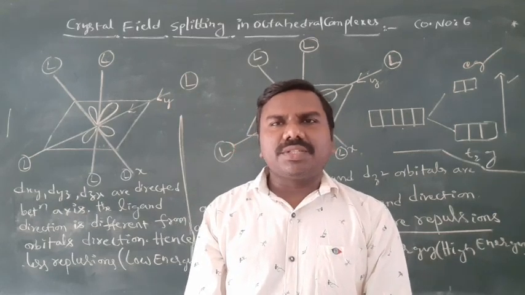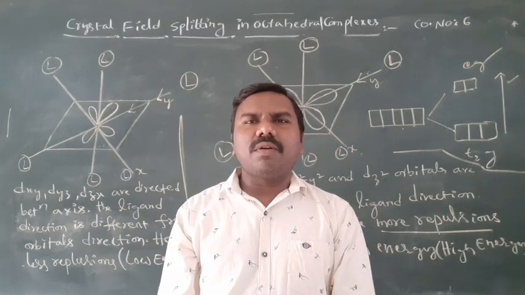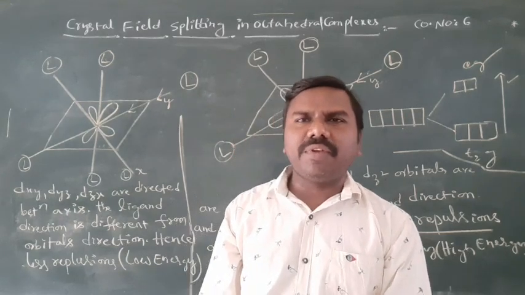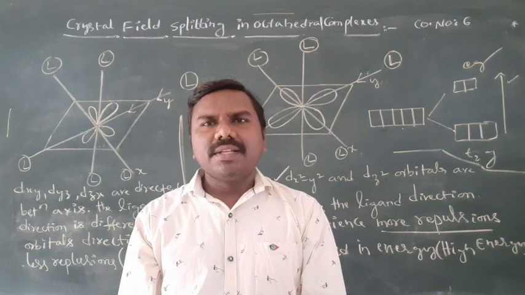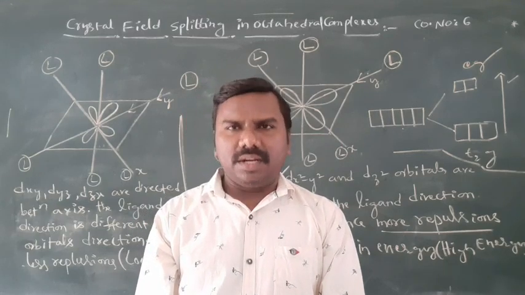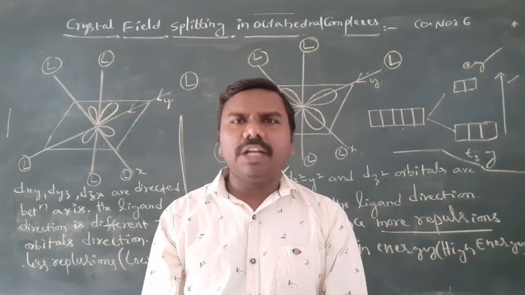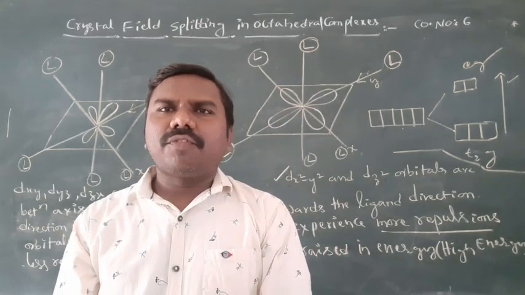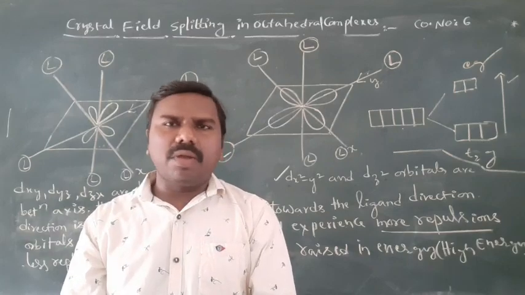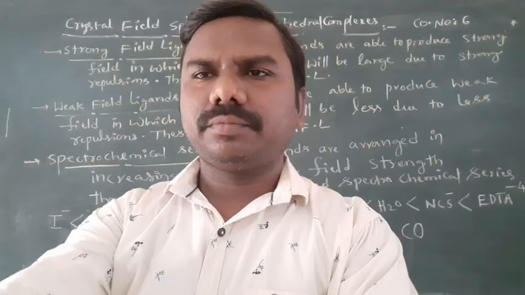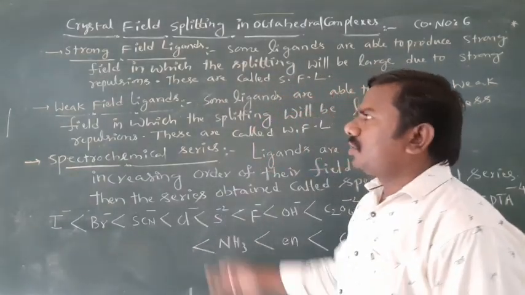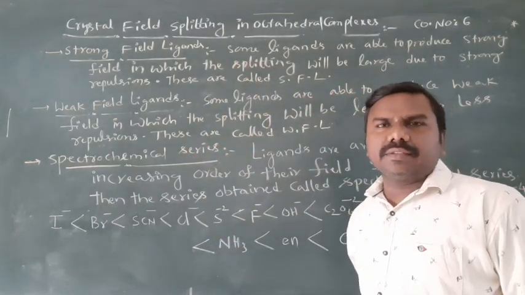Ligands are arranged in increasing order of their field strength, or decreasing order of their field strength, called the spectrochemical series. I'll write strong field, weak field, and spectrochemical series from higher to lower or lower to higher. Okay, students, strong field ligand and weak field ligand.